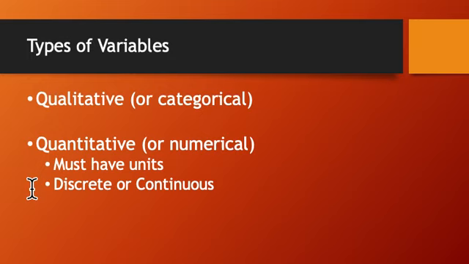Qualitative is descriptive, like what types of advertising do you use? What kind of color car do you like? They might have questions that are yes, no. And it may be a number, like zip code. Zip code is a qualitative variable.